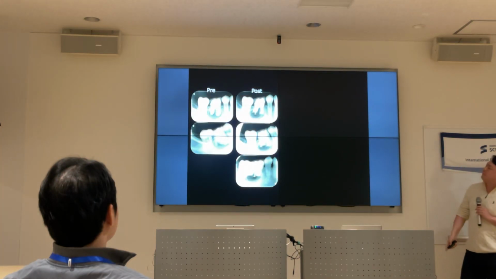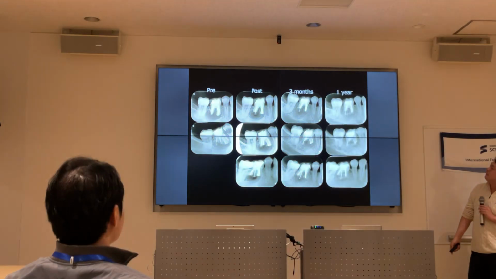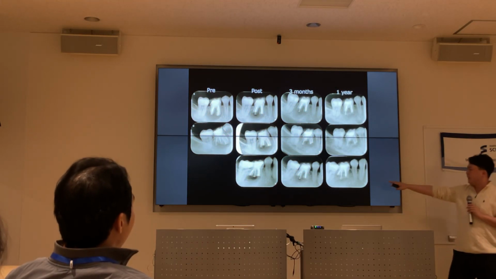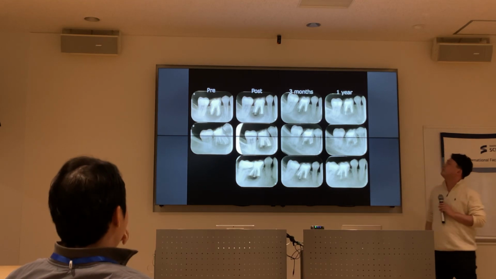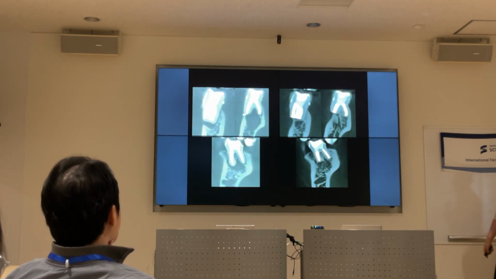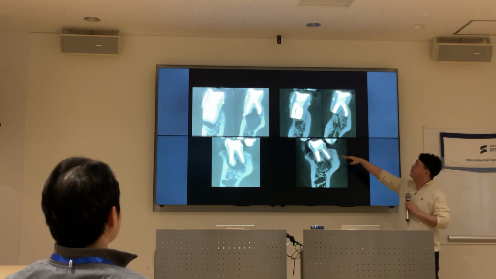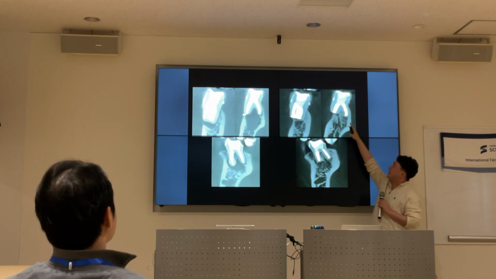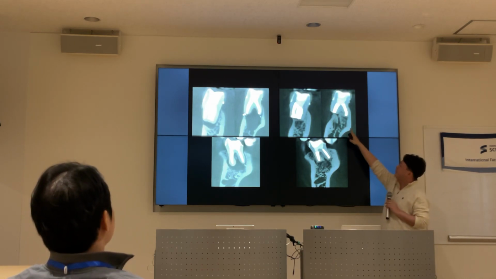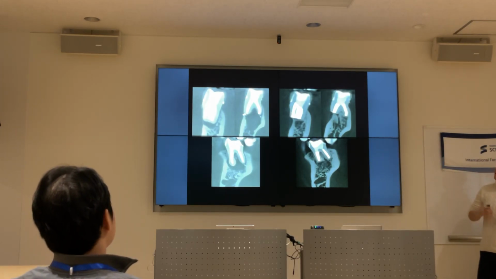This is follow-up after the surgery, at 3 months and 1 year. I think it is a good prognosis, a good healing of the apical bone defect. This is a CBCT image after 1 year. Before the surgery, there was a very big apical radiolucent disease. The bone is maybe on the way of healing, and the resected surface is almost healed. There was no bone graft.